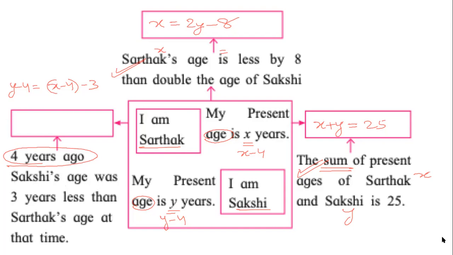Please confirm. I'm checking the chat also. Y minus 4, X minus 4, 3 years less. Okay. Good. This is what we will have to do.